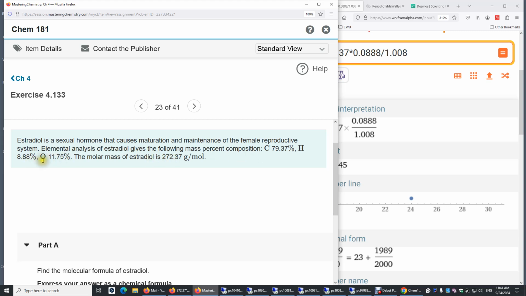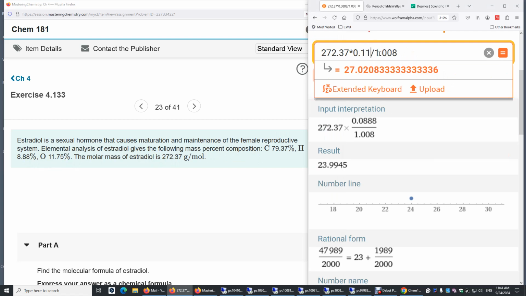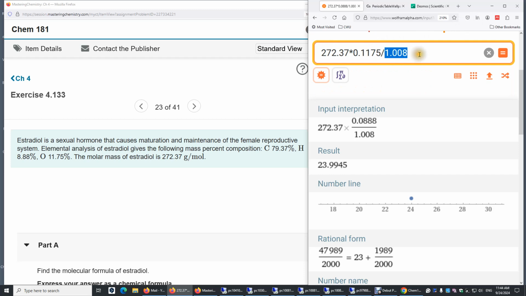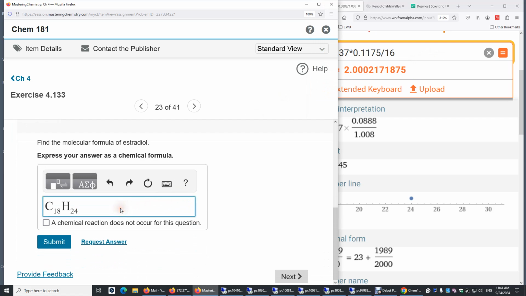Finally, oxygen. Alright, so we have the mass percentage of oxygen. Now this part is the mass of oxygen divided by the molar mass of oxygen. We get a number really close to 2. So I think it's just O subscript 2. Alright? And we'll submit.